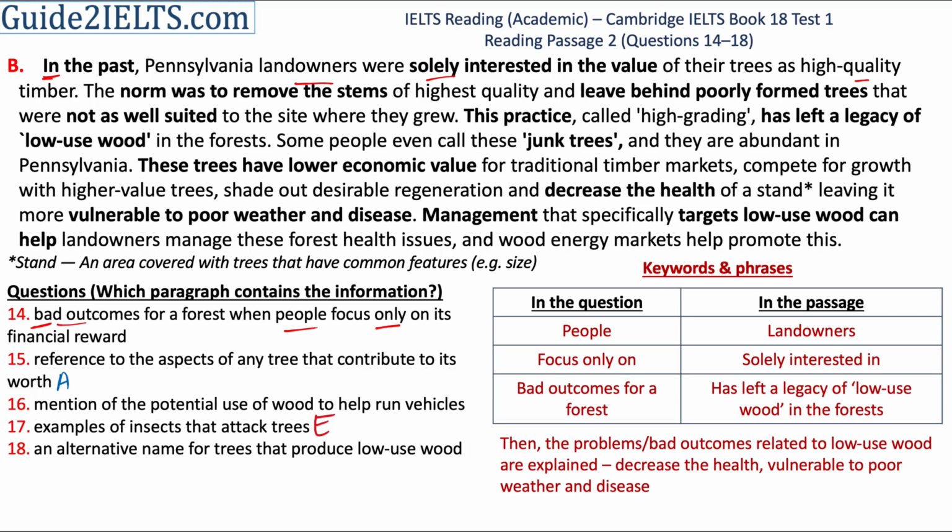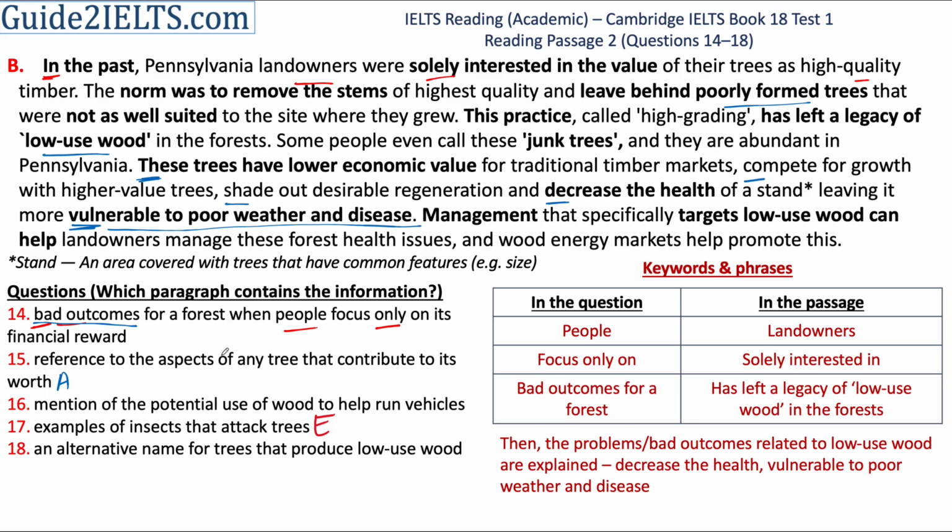how there are forests which have a lot of low use wood or low quality wood. But the answer comes from this sentence which starts with, these trees have lower economic value. So there are multiple bad outcomes mentioned here. They compete for growth with higher value trees. They shade out desirable regeneration and decrease the health, leaving it more vulnerable to poor weather and disease. Just from this phrase, vulnerable to poor weather and disease, we immediately get the idea that something negative is being talked about. The answer to the 14th question is B.